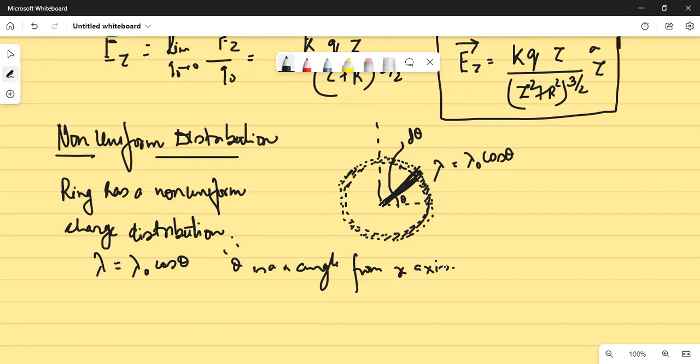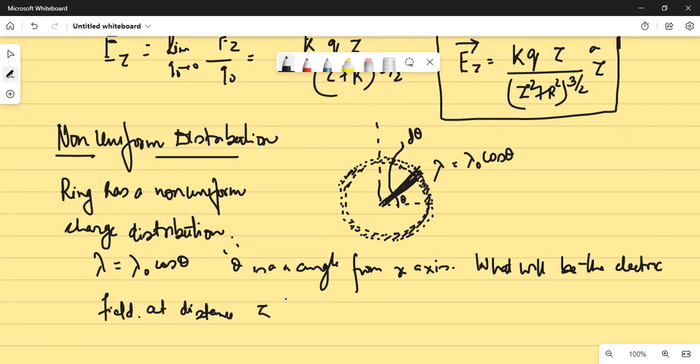Now if you are asked what will be the electric field, how would you find it? At a distance z from the center of the ring, if you go to a distance z, what would be the electric field at a distance z from the center of the ring? So instead of lambda, now you have this lambda naught cos theta.